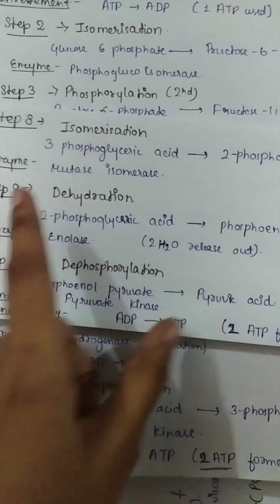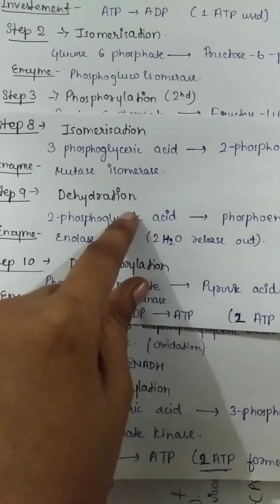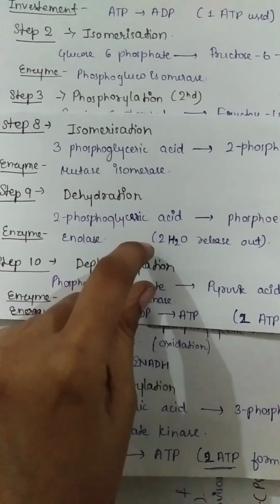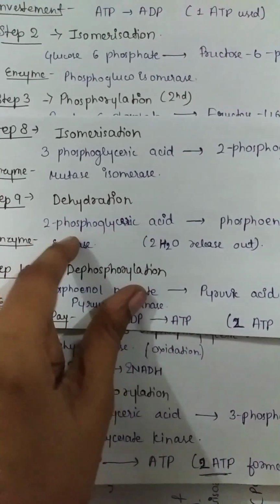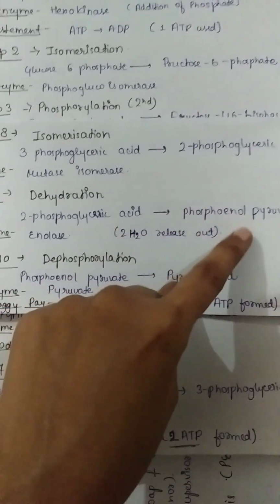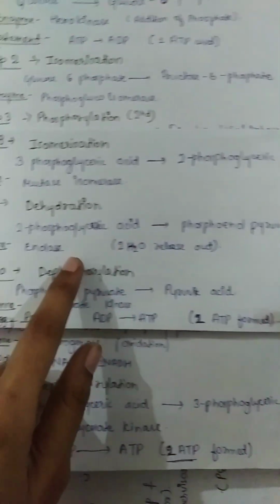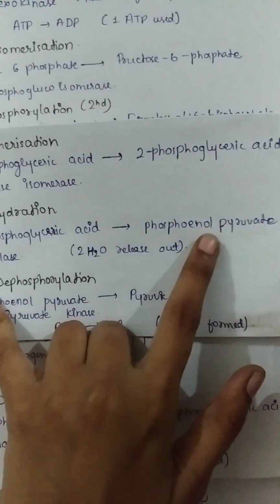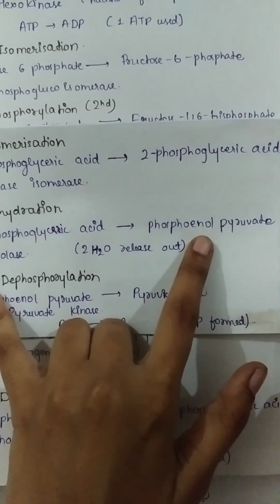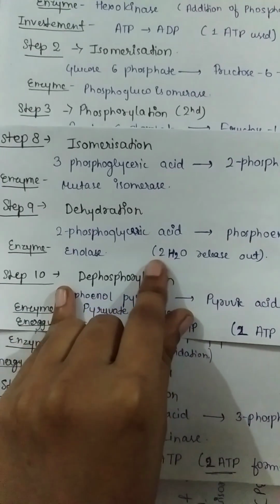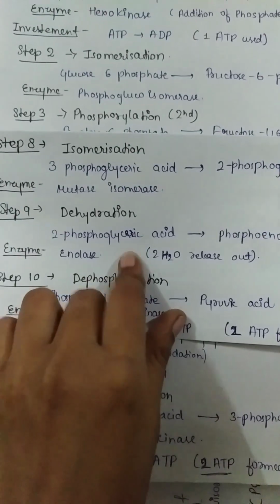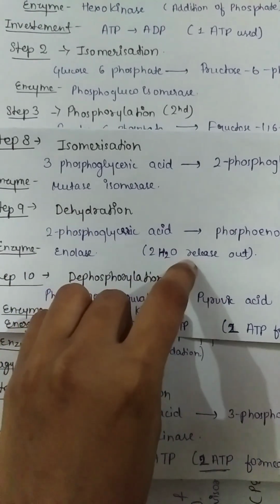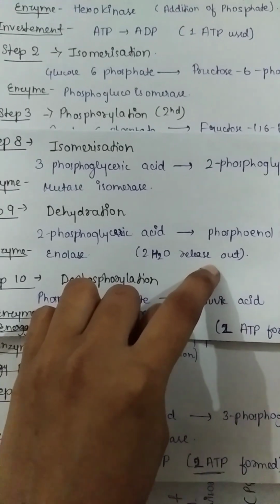There is no energy payoff in that step. Step 9 is dehydration. Dehydration means removal of water molecules: 2-phosphoglyceric acid is converted into phosphoenol pyruvate. Phosphoenol pyruvate is the highest-energy product. The enzyme used is enolase, and in step 9 water molecules are removed.